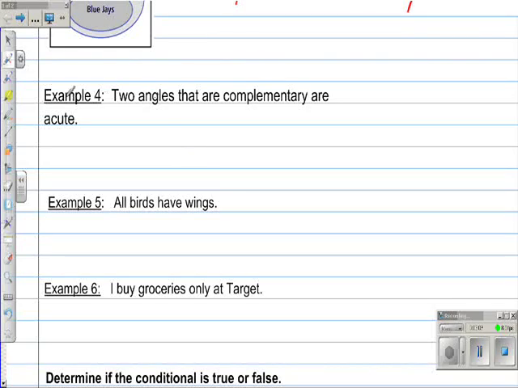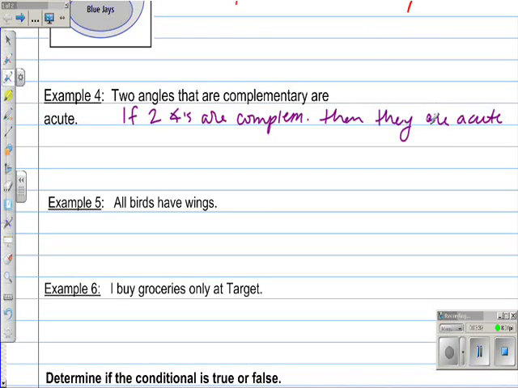Two angles that are complementary are acute. That means if two angles are complementary, then they are acute. We know this is true because if two angles are complementary, they both add up to 90. Acute angles are less than 90. No complementary angles can be more than 90. So two angles are complementary, that's going to be your P. That's your hypothesis. Then they are acute. That right there is your Q, or your conclusion.